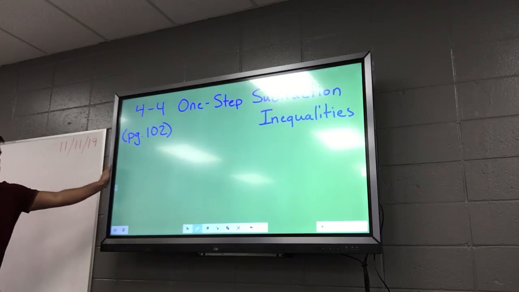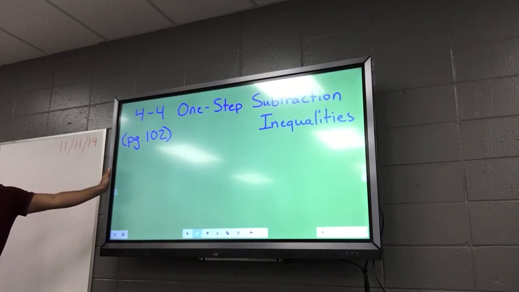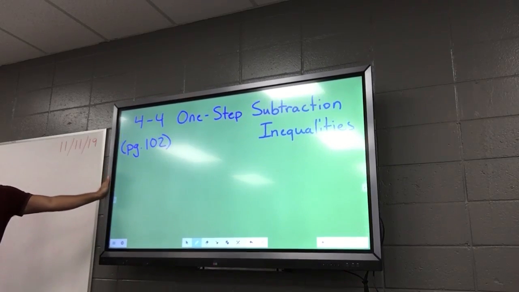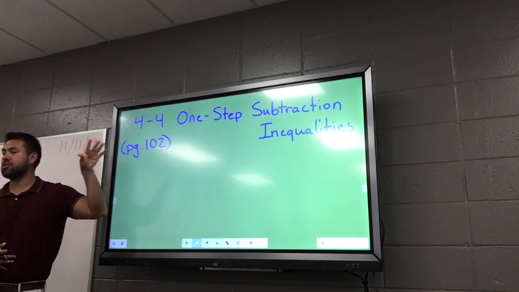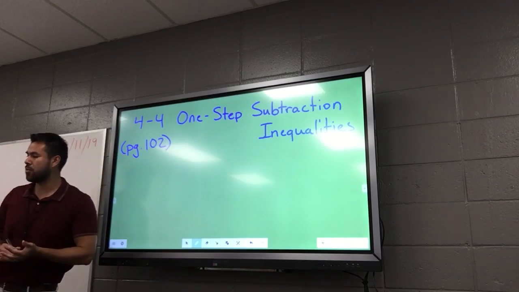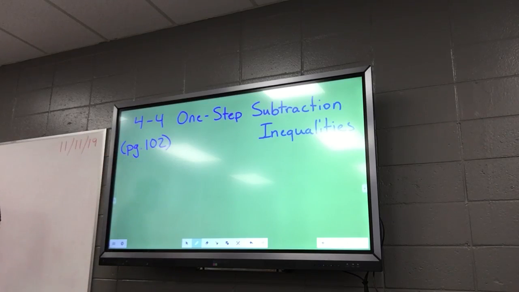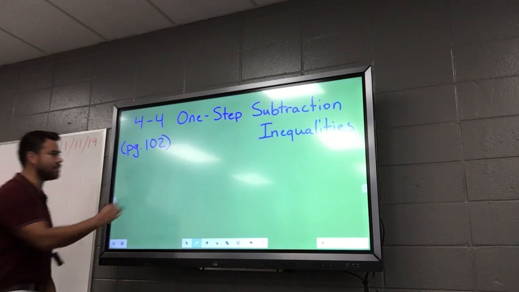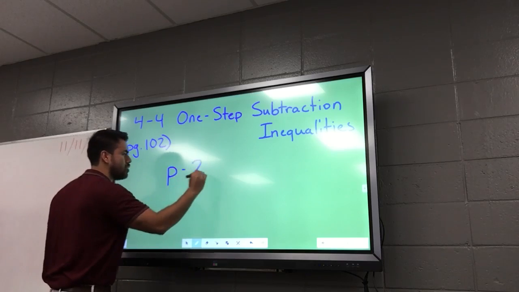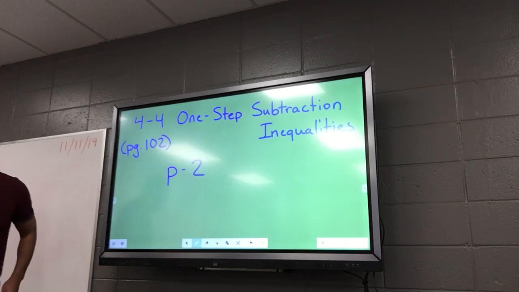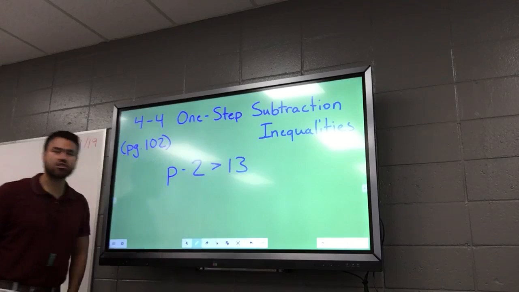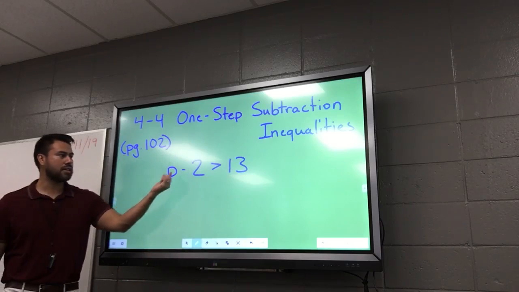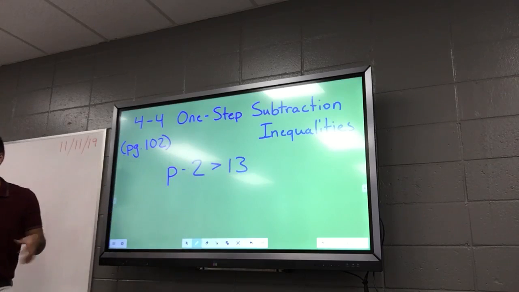Okay, these are called one-step subtraction inequalities, so similar to the last lesson with addition inequalities. These inequalities will have subtraction, and so you're going to have to get the variable by itself and then graph a lot of these. But let's start off with the nice one. P minus 2 is greater than 13. So that is a subtraction inequality because the variable is subtracting something. That's basically what it means.